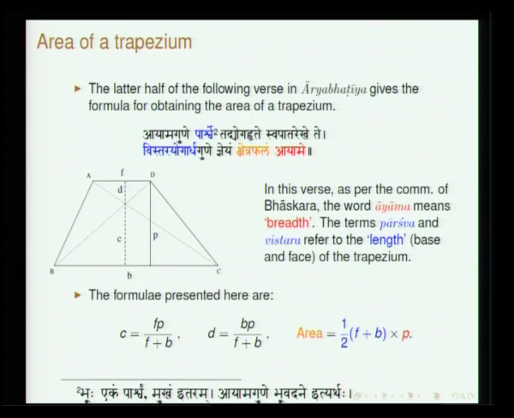So, next we move on to the area of a trapezium. Ayama gune parshve tad yoga hrite swapata rekhete vistara yogartha gune nyeyam kshetra phalam ayame. In fact, the latter half of the verse presents the area of a trapezium, and the earlier half of the verse has been used to define something else.